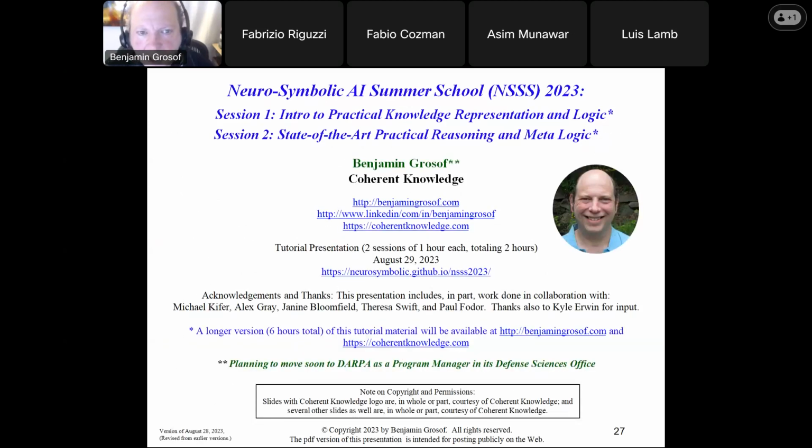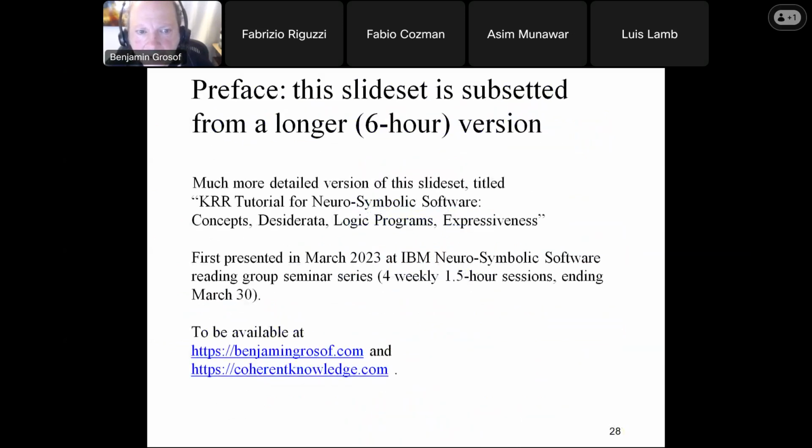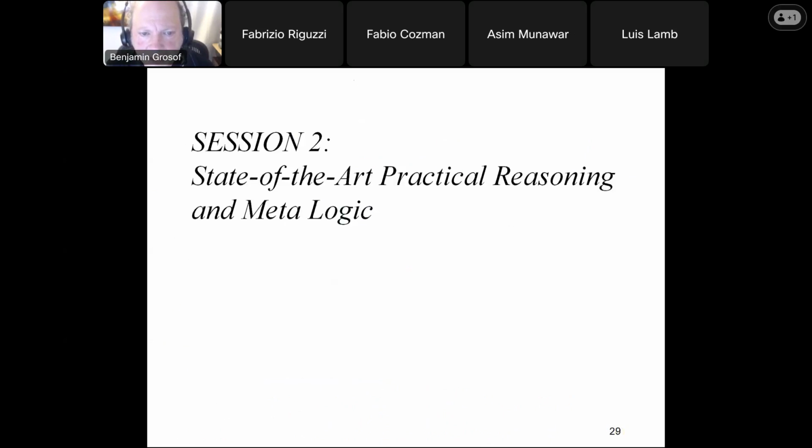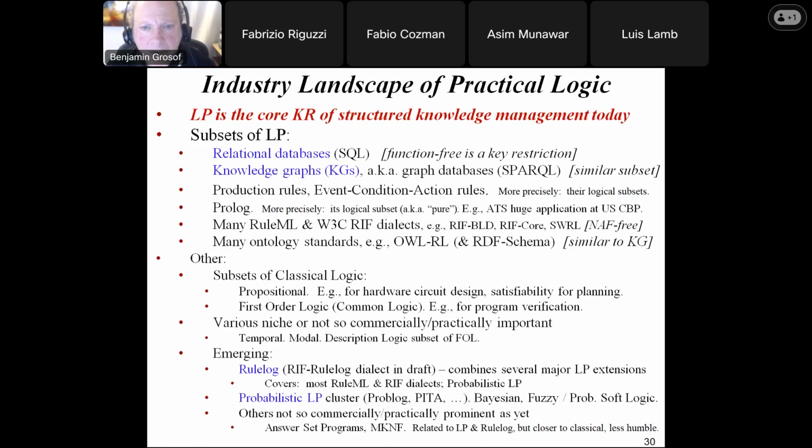Okay, so let's move on to the state-of-the-art practical reasoning and meta-logic. So again, in case you joined us later, this slide set is subsetted from a longer version that will be posted on the web. It's about 3 times longer. So if we look at the landscape and industry of practical logic, LP is the core KR of structured knowledge management today. I want you to really think about that, really let that sink in. You may have been exposed primarily to classical logic previously, but it is not the main show in town.